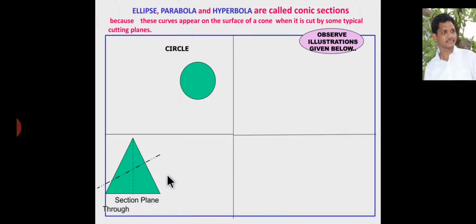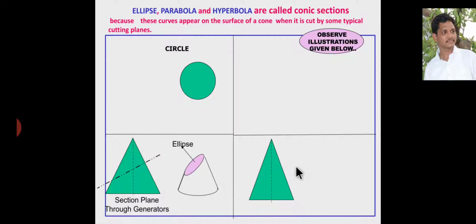In case of ellipse, the section plane cuts all its generators and it doesn't cut the base of the cone. So in case of ellipse, the section plane is inclined to the axis of the cone and it cuts all its generators, and it doesn't cut the base of the cone. Then the section is an ellipse.